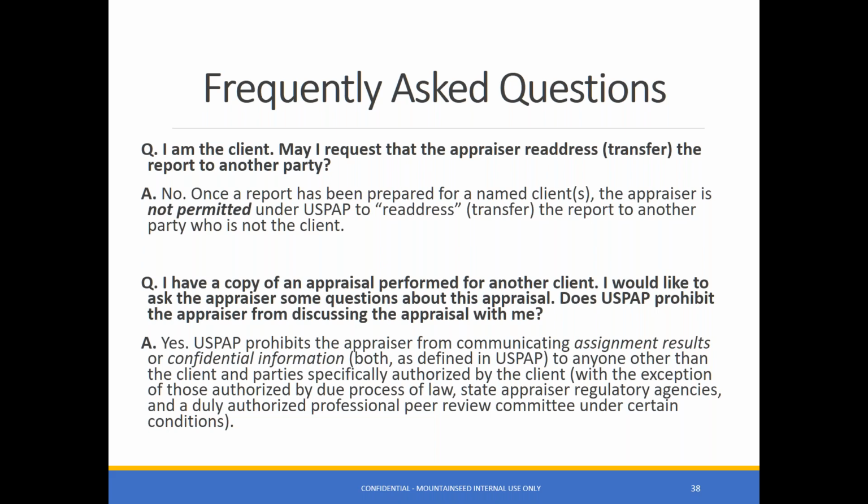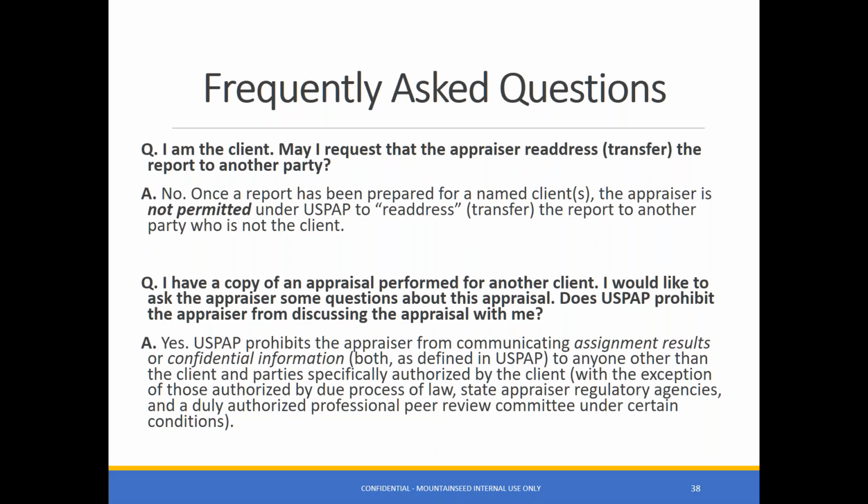The applicable part of USPAP here would be the confidentiality rule, right? It's prepared for a client. Sharing assignment results or reports with someone who's not the client is a violation of USPAP. Could the appraiser complete another assignment for a different client on the same property? Absolutely. But it's a new assignment, new scope of work, new effective date, new client, everything's new. They can't just take one name off and slap on another.